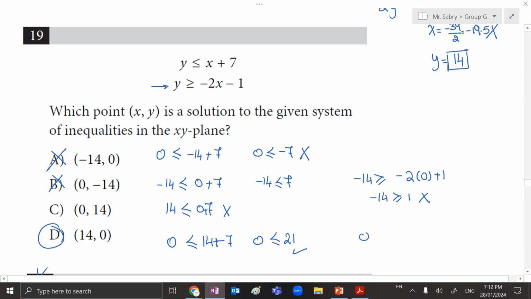If I substitute it into the other one, 0 is bigger than or equals to negative 2 times 14 minus 1. Yes, it would be true. Negative 28 minus 1, that's negative 29, and 0 is bigger than or equals to negative 29. Just one mistake that I did here, it's actually negative 1, which is still not bigger than. So this one is incorrect, and D is 100% correct.